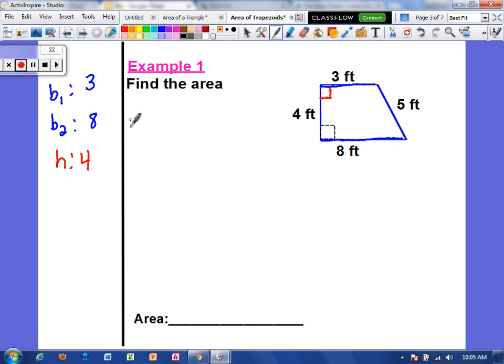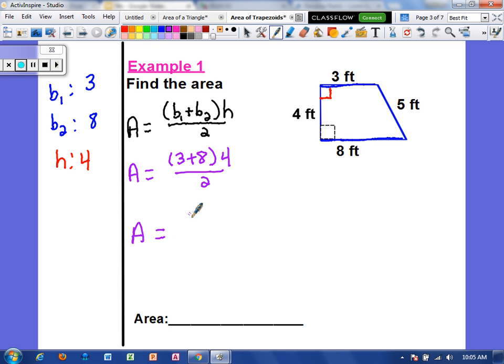Okay, now let's write our formula. Area equals, and in parentheses we put base 1 plus base 2 times the height divided by 2. So remember, in order of operations, you have to solve what's in the parentheses first. So let's rewrite this. So that's going to be 3 plus 8 times a height of 4, and that's all going to be divided by 2.